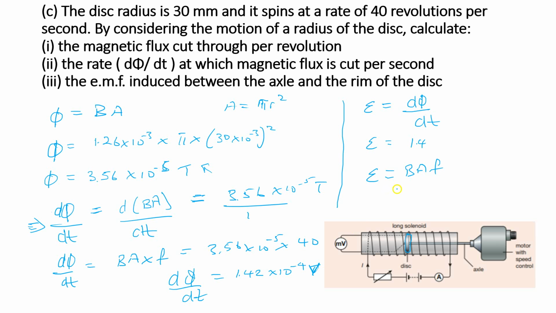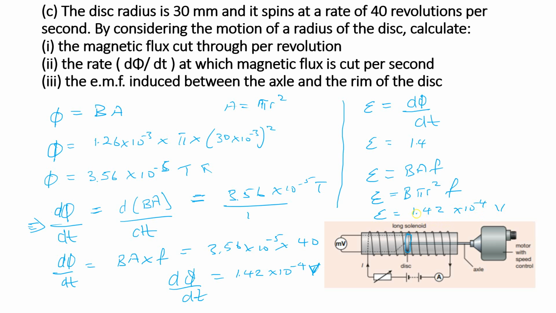Okay, so having said that, we are now saying that your magnetic flux density times the area, where our area is pi r squared, times the frequency. So at the end of the day, what we calculated over here is essentially the same thing. That rate of change of magnetic flux is the same thing as the EMF that is induced, which is going to be 1.42 times 10 to the minus 4 volts, or we could bring it to millivolts, right?